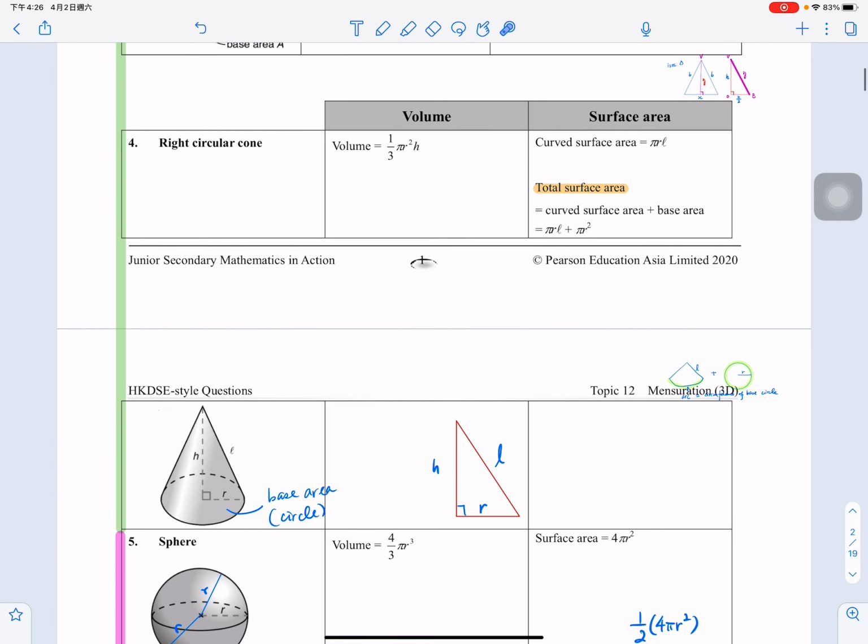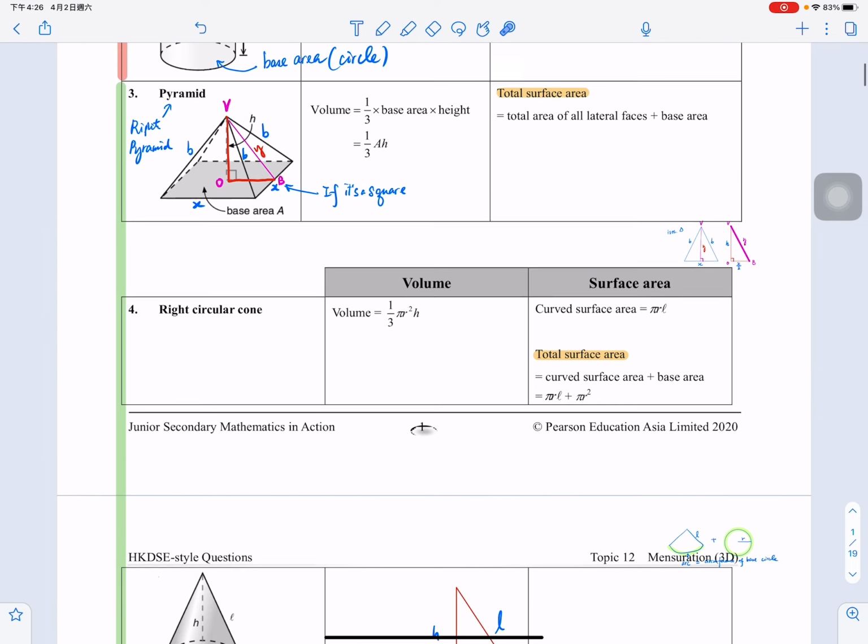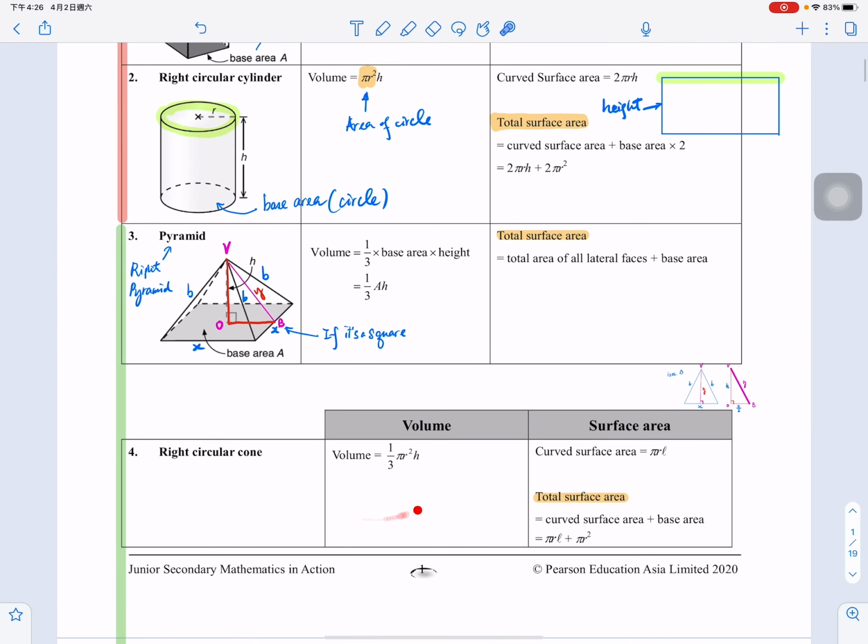If it is a circular cone, the base area is the circle, pi r squared, right? Pi r squared times the height h, and then 1/3 of it, okay? So it is easy for you to find the volume of a circular cone, the same as 1/3 base area times the height. So now you understand how to find the volume, right? How about next?